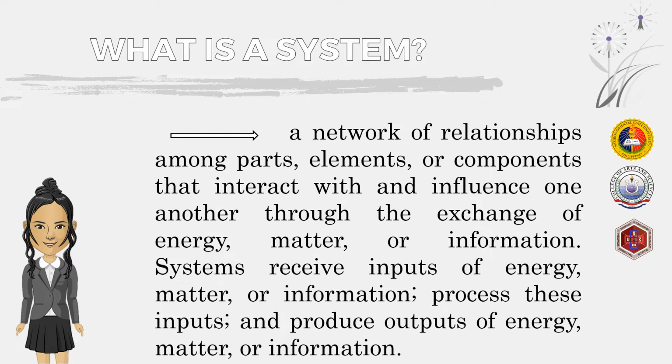So, what is a system? A system is a network of relationships among parts, elements, or components that interact with and influence one another through the exchange of energy, matter, or information. Systems receive inputs of energy, matter, or information, process these inputs, and produce outputs of energy, matter, or information.